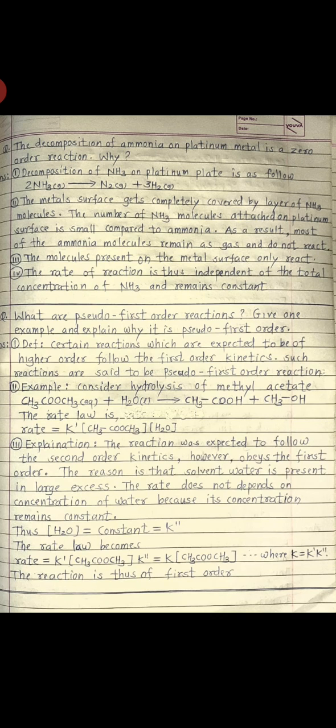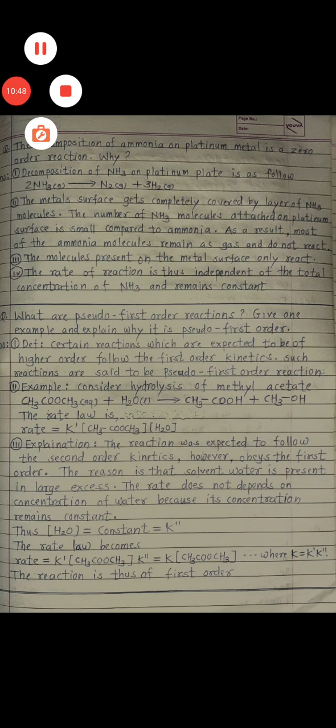Because of that, the rate does not depend on the concentration of ammonia. Therefore, only the molecules present on the metal surface react, which means only a small amount of ammonia molecules undergoes decomposition. So the rate of reaction is independent of the total concentration of ammonia and remains constant, and because of that the decomposition of ammonia is a zero order reaction. The decomposition of ammonia is an example of a zero order reaction.